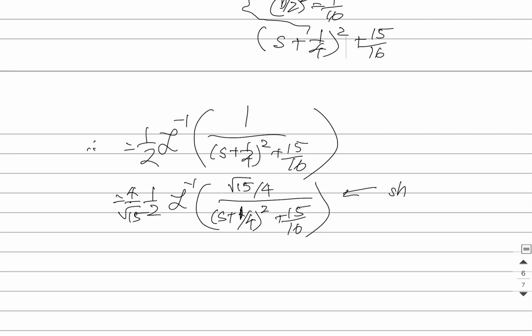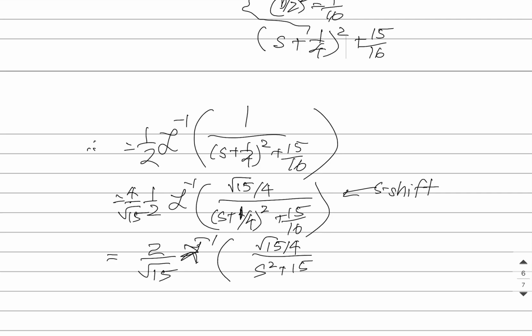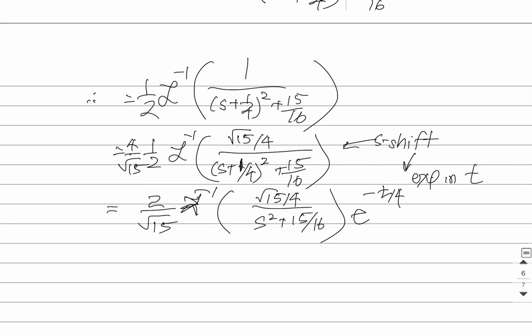Now I need to use the s shifting theorem. So this will give me a 2 over root 15, Laplace inverse of root 15 over 4, over s plus 1/4 squared plus 15 over 16. And remember, when we use this property, what's going to happen is that we will gain an exponential in t space. And this is now going to provide me with an exponential of e to the minus t over 4, just like that. And finally, I'll get 2 over root 15 times the sine of root 15 over 4 t, e to the minus t over 4.